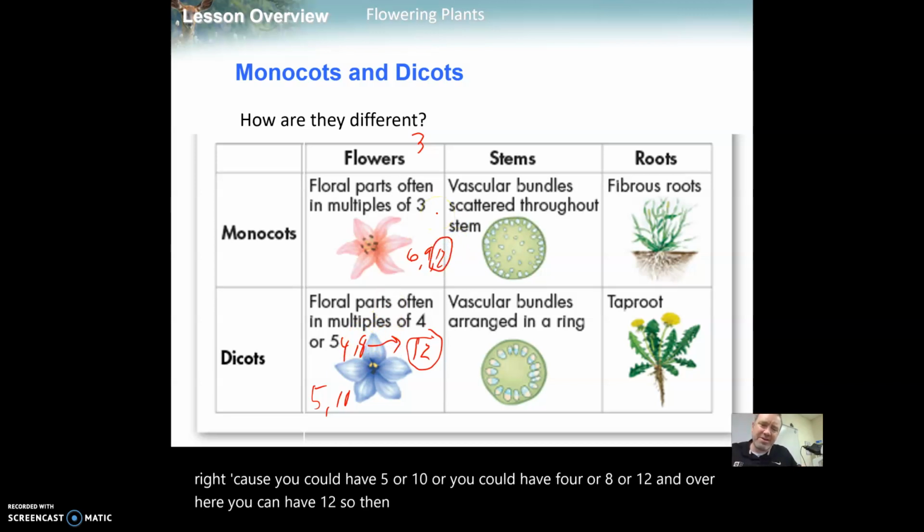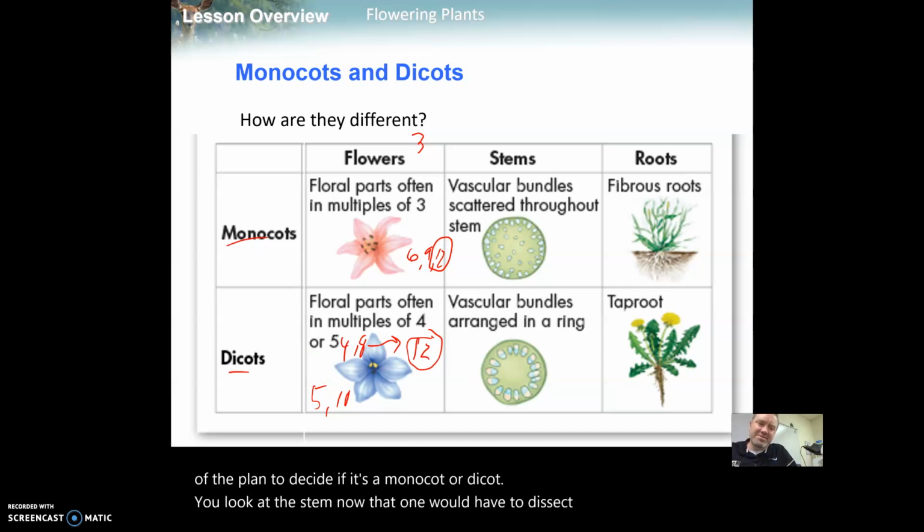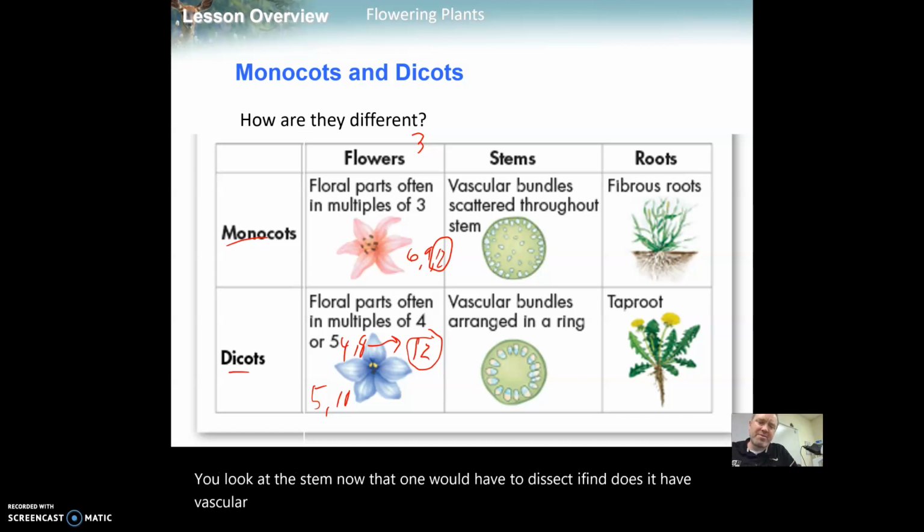Well, then you got to look at other features of the plant to decide if it's a monocot or a dicot. Okay, you can look at the stem. Now that one you'd have to dissect to find. Does it have vascular tissue inside the stem? Remember, vascular means those tubes that run through the xylem and the phloem. Okay, and what happens to those tubes?